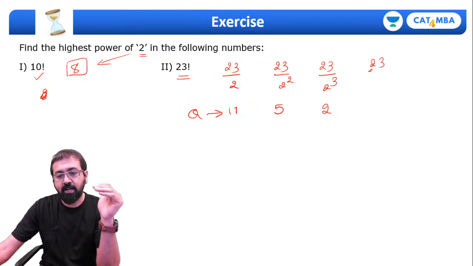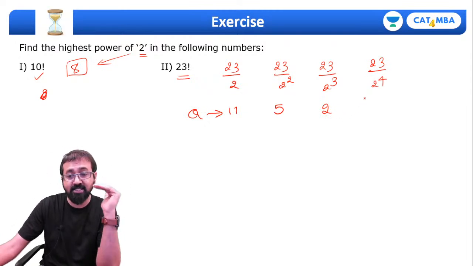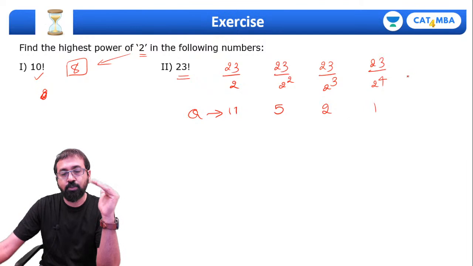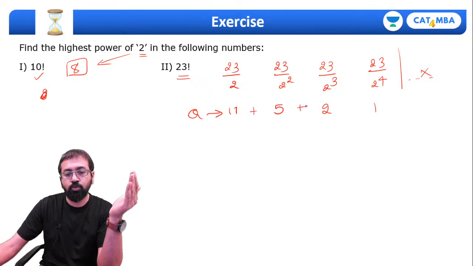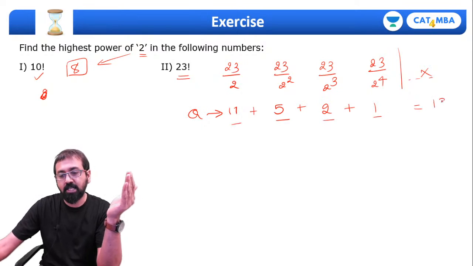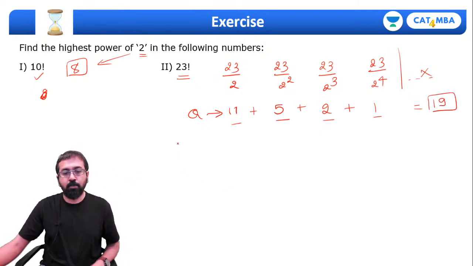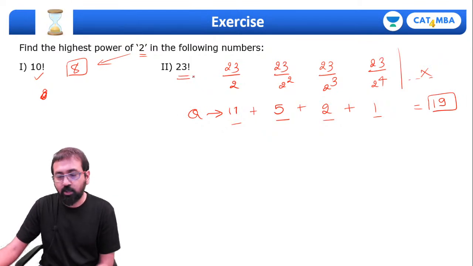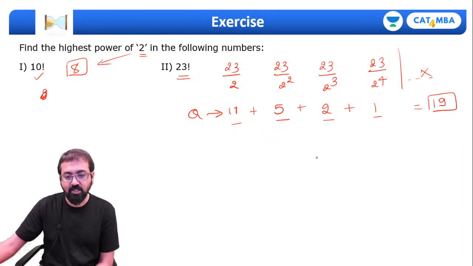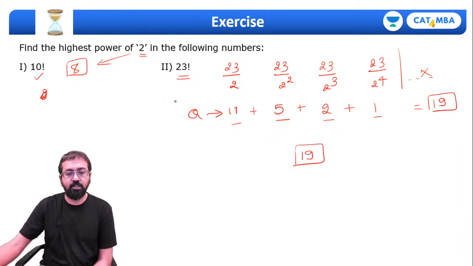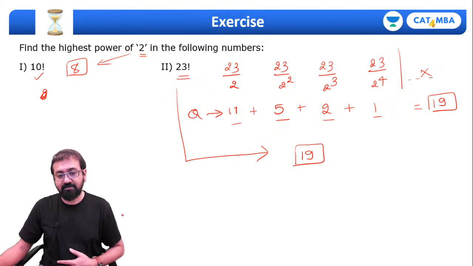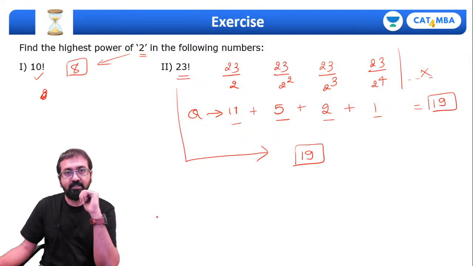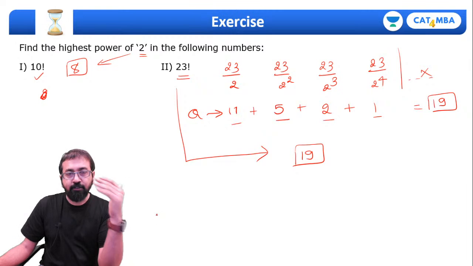Then 23 divided by 2 raised to 4. 2 raised to 4 is 16. 16 ones are 16, so the quotient will be 1. Now 2 raised to 5 is 32, so we don't need to check further. We just need to stop here. So what is the total power of 2 in 23 factorial? It will be 11 plus 5 plus 2 plus 1, which comes out to be 19. So the power of 2 in 23 factorial is 19. Not 18, it's 19. Please check your calculations quickly.